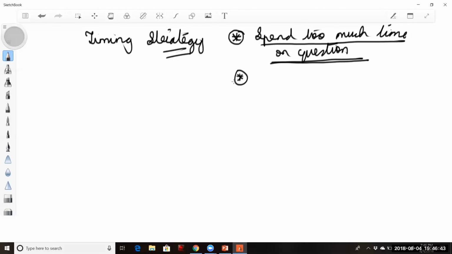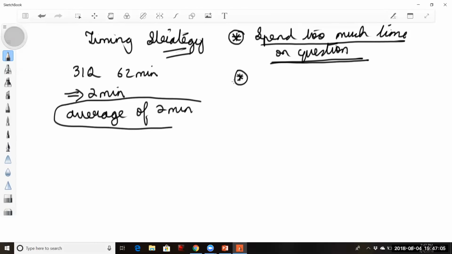Now, what is the ideal time that you need to spend on a question? Many people are under the assumption that you have 31 questions and 62 minutes, so you need to spend exactly 2 minutes per question. That is not the case. What we normally say is you need to spend an average of 2 minutes on a question. So if one question takes you a minute 30 seconds, then another question can take you 2 minutes 30 seconds, right? So guys, don't put a hard and fast rule of saying, I need to get this question done in 2 minutes, then rush your way through and make silly mistakes and end up messing up that question.